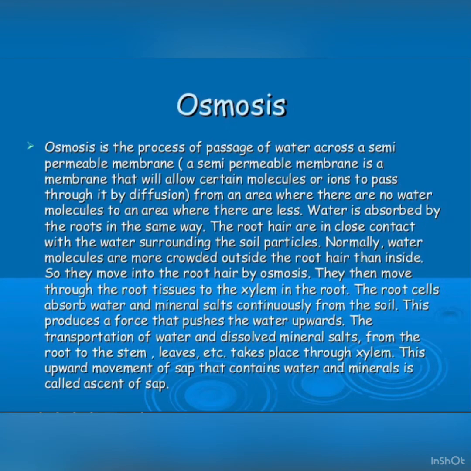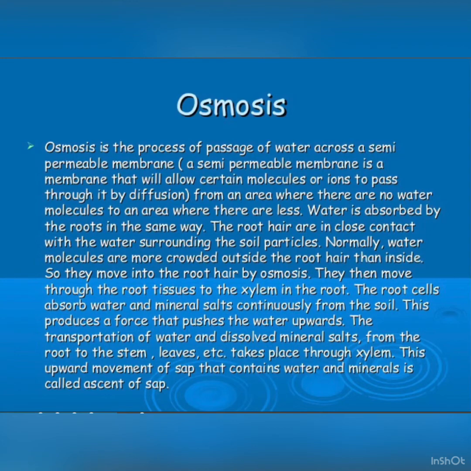Osmosis is the movement of water molecules from higher concentration to lower concentration. Water is absorbed by the roots in the same way. The roots here are in direct contact with the water surrounding the soil particles. Normally, the water molecules are more crowded outside the root hair than inside, so the water moves into the root hair through the process of osmosis.